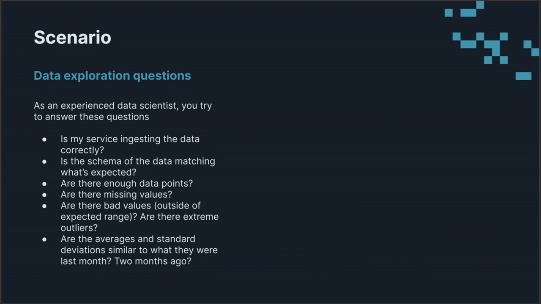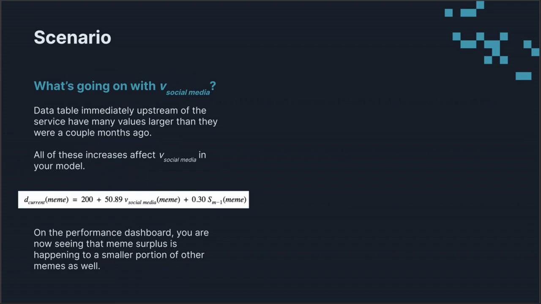So we have spent some time on this, and an hour later, you see that everything's fine. The values check out, there are no null values, there are no bad values. However, when you look at the averages, you observe that the values have increased a little bit over the last month. Not extremely, but they have increased a little bit. So then you go back to your model and you see how that could affect the final value, the current demand for the meme. And you see that the increased values could increase the velocity term here, leading to ordering more t-shirts. So that could be a problem.